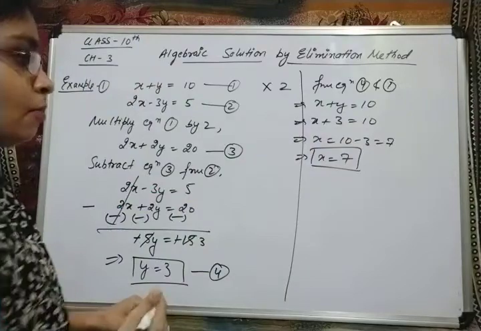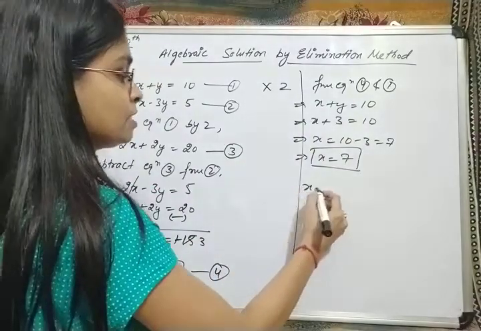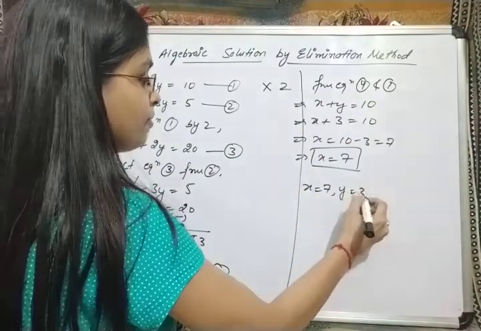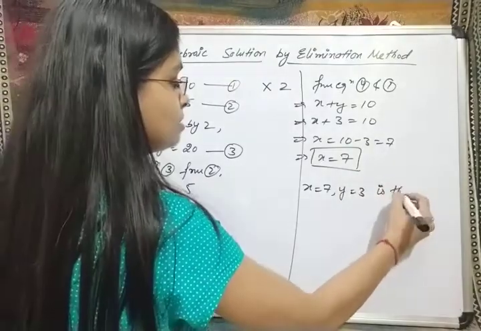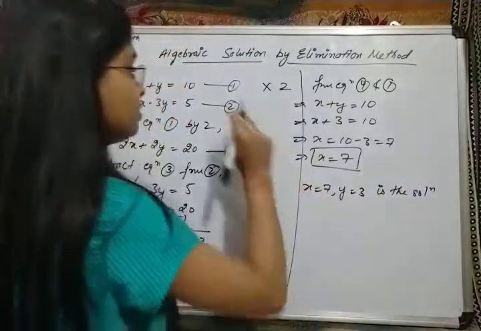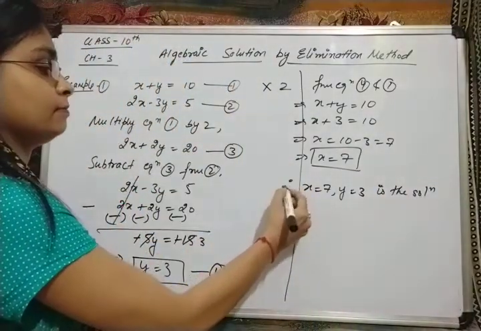So from here, what is the solution? The solution is x is equal to 7 and y is equal to 3, which is the solution of this pair of linear equations.